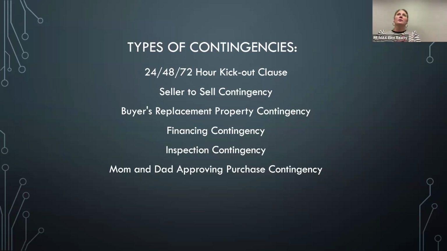The first three are 24, 48, and 72-hour kickout clauses or kickout contingencies. Then seller to sell contingency, buyer's replacement property contingency, financing contingency, inspection contingencies, and the good old mom and dad's got to approve the purchase of this home contingency. Those are the ones we all want to run from screaming. But they are there, and it may be the wife comes, writes the offer, negotiates the offer, but the husband's coming in next Wednesday and he must approve it.